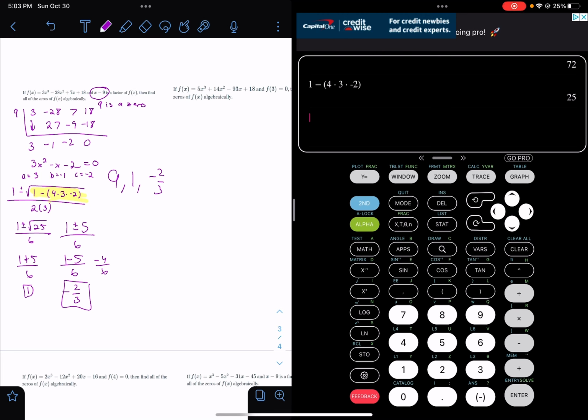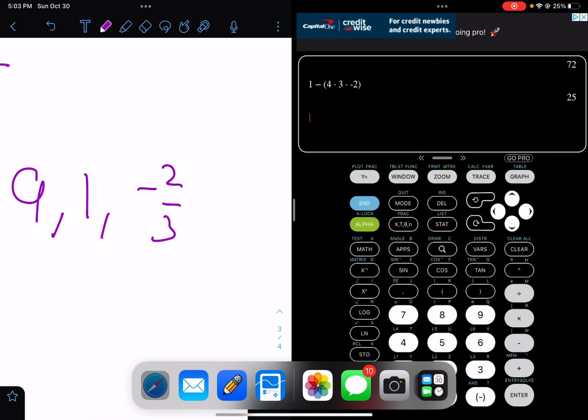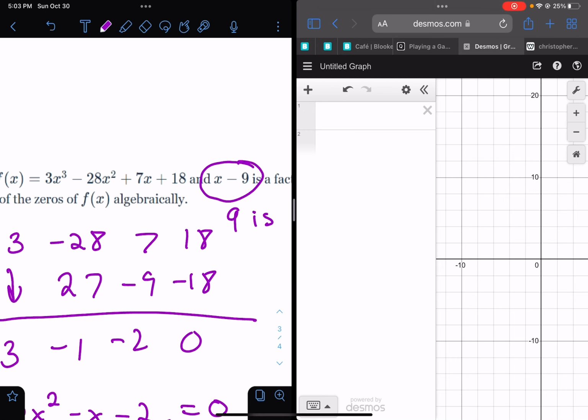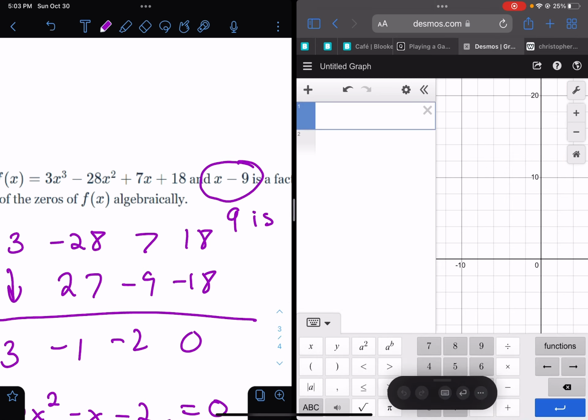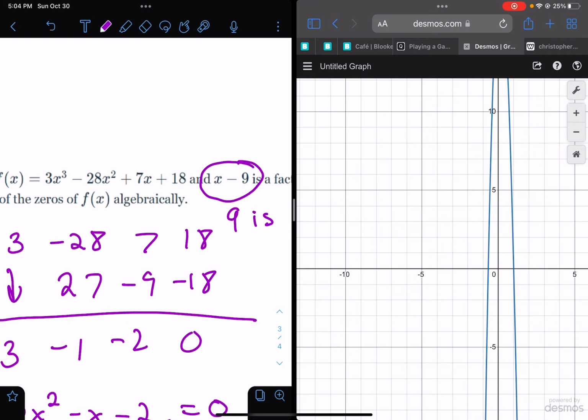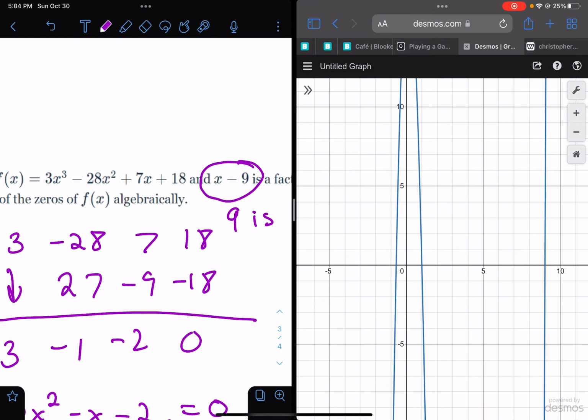Now, these, in fact, are all real zeros, so we could check this on Desmos. If I plug this polynomial in, we get 3x cubed minus 28x squared plus 7x plus 18. And if we look, it does go through negative 2/3. That's the negative 0.6 repeating. It goes through 1, and it goes through 9.